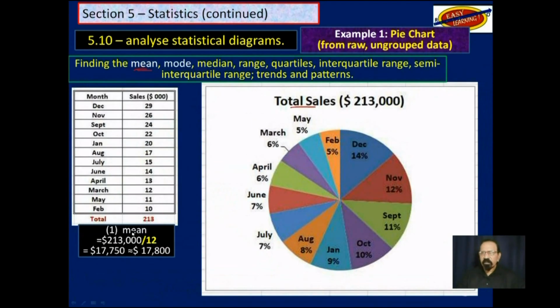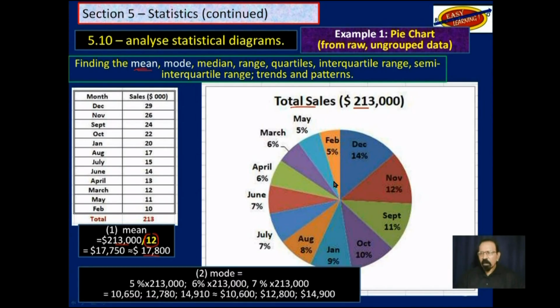Well, we are told that the total sales is $213,000. And since it is 12 months, we divide 213,000 by 12 and we get $17,800 per month as the mean, as an average. Let's also look at the mode. We see here May and February 5%. We see March and April 6%. We see June and July 7%. So we actually have three modes according to that pie chart.